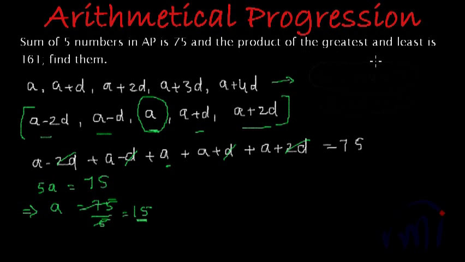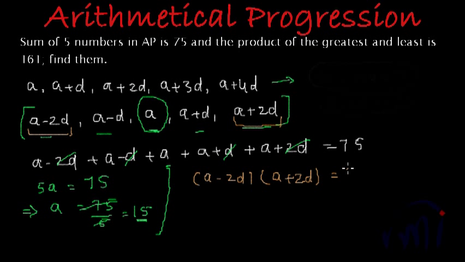And the second part of the statement says the product of the greatest and least is 161, right? So I take this one as the smallest term and this one as the greatest among the 5, and their product they are saying is 161. That means A minus 2D multiplied by A plus 2D is equal to 161, right?